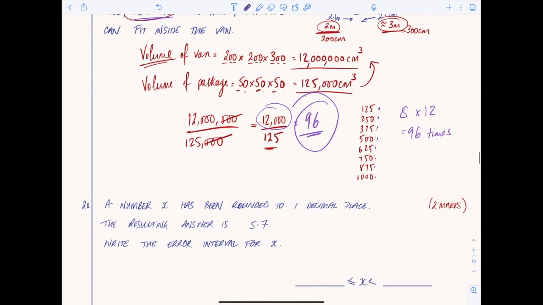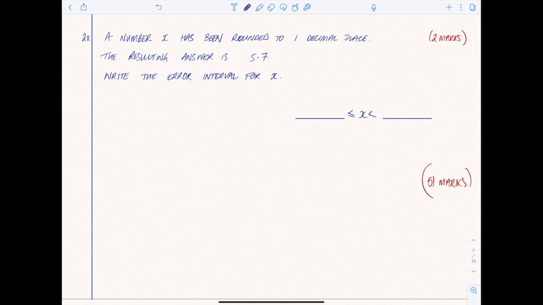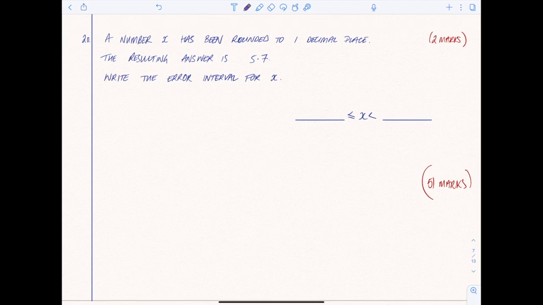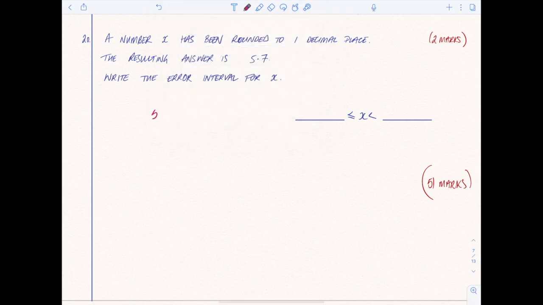Okay, right, last bit then, question 20. So it says a number has been rounded to one decimal place. The resulting answer is 5.7. Write the error interval for x. So again, if you're not 100% sure on error intervals, I've done a video on this. It could be worth you watching that. It's not a very long one, but just to get your head around what to do.